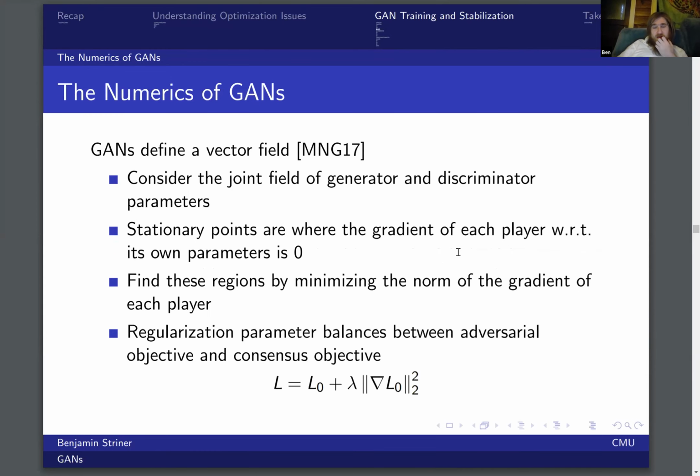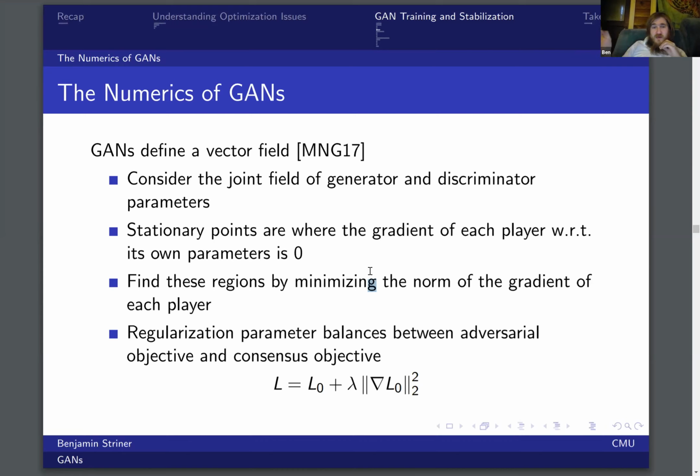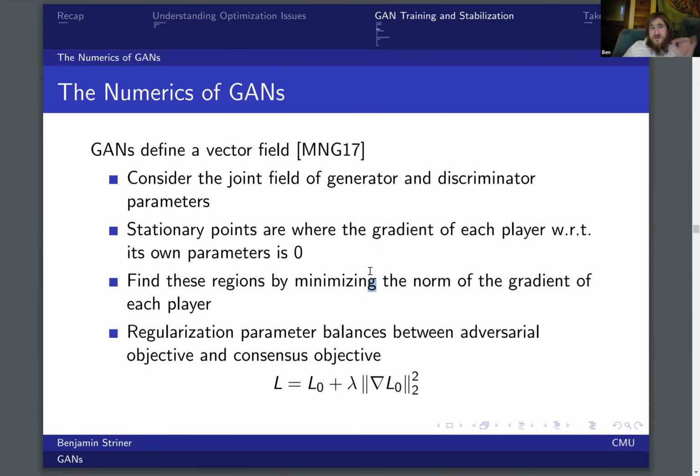And another similar idea, which is called the numerics of GANs, is actually very, very similar, but we're still looking at minimizing the gradients of the loss. In the numerics of GANs, each player is minimizing the norm of the gradient with respect to the other player. So it's kind of like what we said in the last two slides, but going both ways.